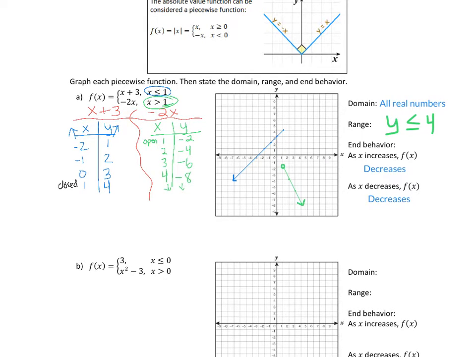Go ahead and try letter B on your own. Letter B has a quadratic and also a line, a horizontal line specifically at y = 3.